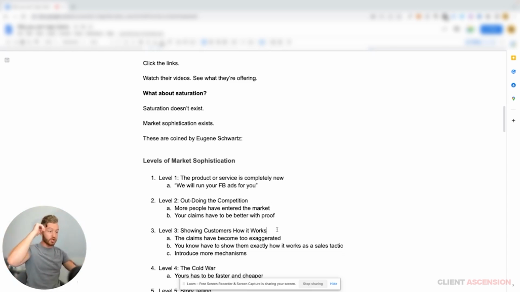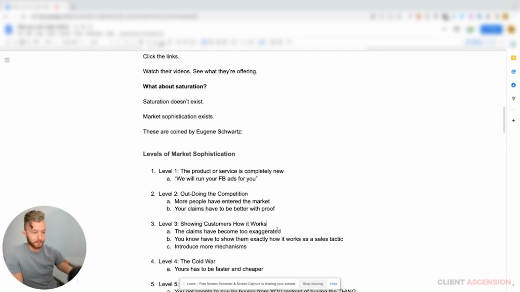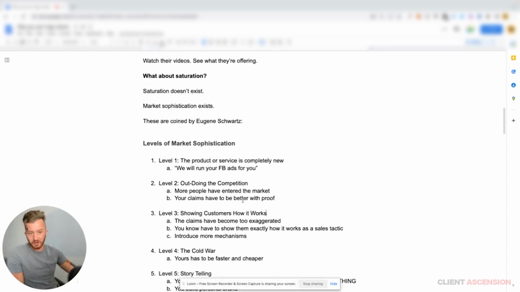So level 3 is showing customers how it works. And this is a sales tactic, right? The claims have become too exaggerated. So you now have to show them exactly how it works as a sales tactic. And then you introduce more mechanisms and runoffs to that. So for instance, hey, we'll do your Facebook ads for you. And then there's fixing particular problems within that realm. So like Hyros, for instance, which is for print tracking with ads, right? So that's a mechanism, and that mechanism will go through its own series of these levels.